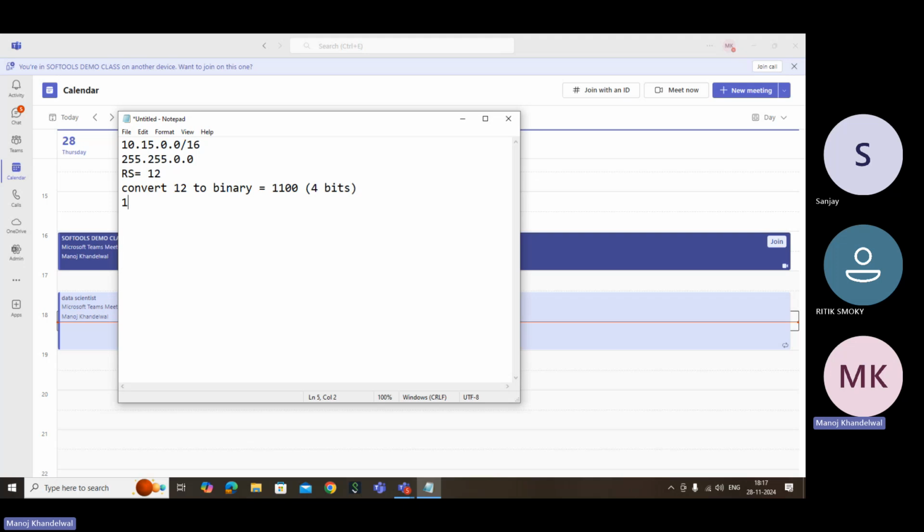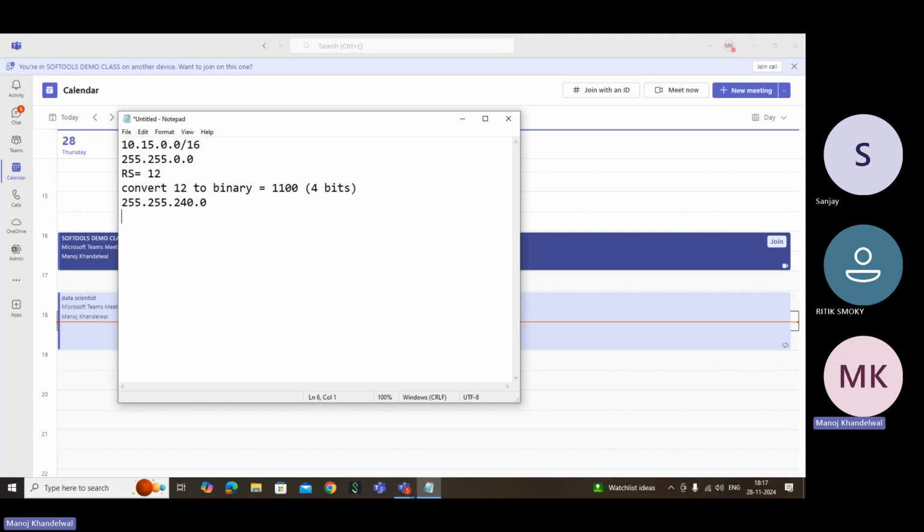You can go for the subnet mask immediately. The subnet mask will be, because you know the conversion, 255.255.240.0. Now this subnet mask is very important because we're going to use it in all subnets, in all 12 subnets that we're going to get.